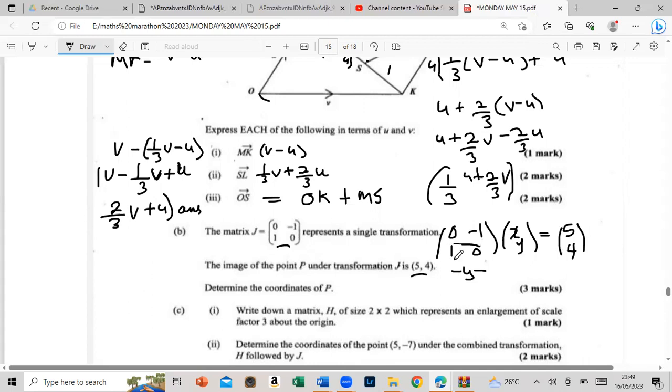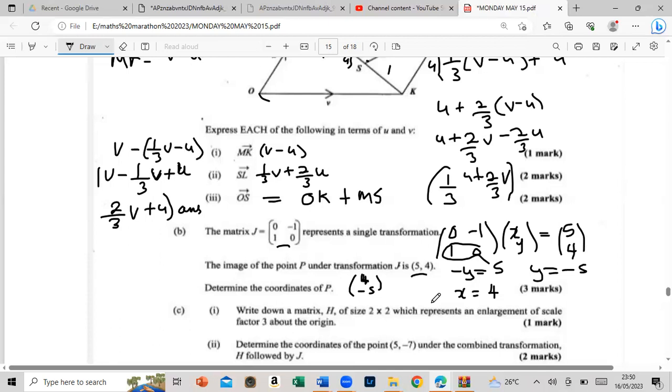All right, so now, 1 times the column. So this now, negative y equal to 5. And for this one, 1 times x is x, 0 times y is 0, and then we have x equal 4. So for this one, y is actually going to equal negative 5, but x is 4. So the coordinate was 4, negative 5. So this is the answer for this one, the coordinate of P.